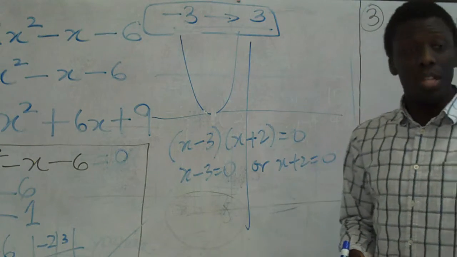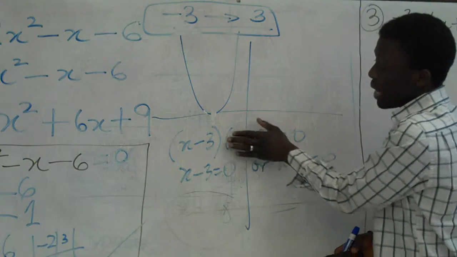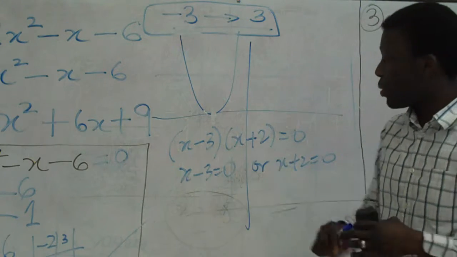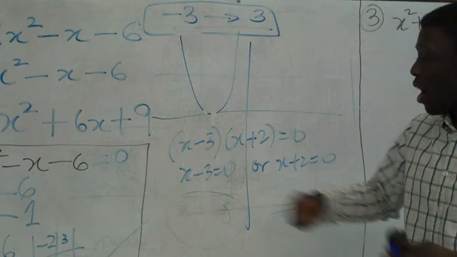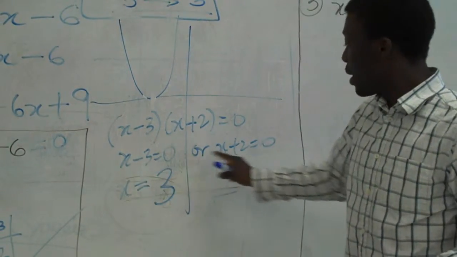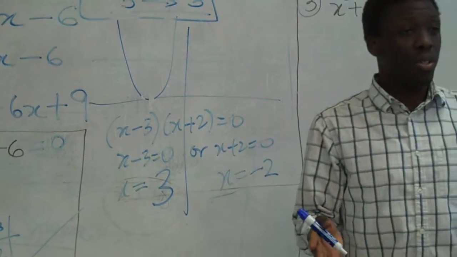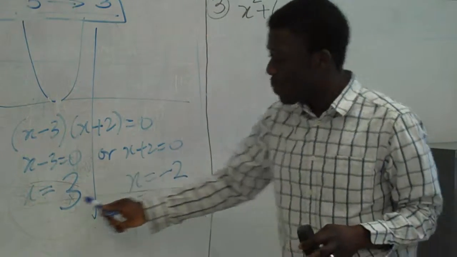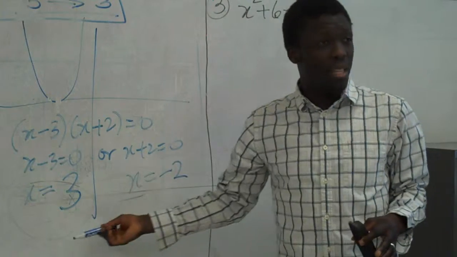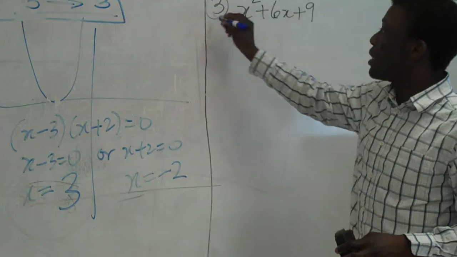Anything times 0 is 0. So that means if this bracket is 0, this whole thing will be 0. And if this bracket is 0, the whole thing will be 0. So again, the key thing to note is that the zeros are x is equal to 3, or x is equal to minus 2. Those are the x-intercepts. So when you draw your graph, you should expect to find it going through 3 and minus 2. So you want to check your graph and see if that is the case for the second graph you drew.